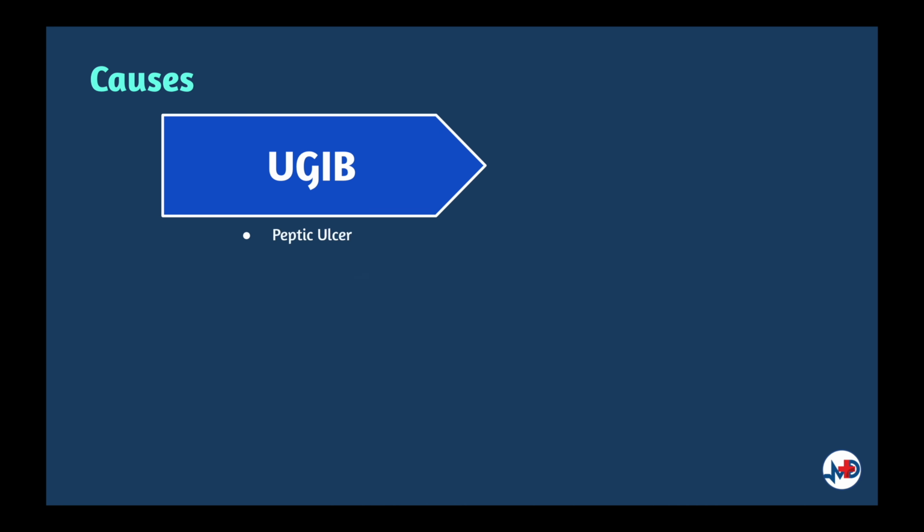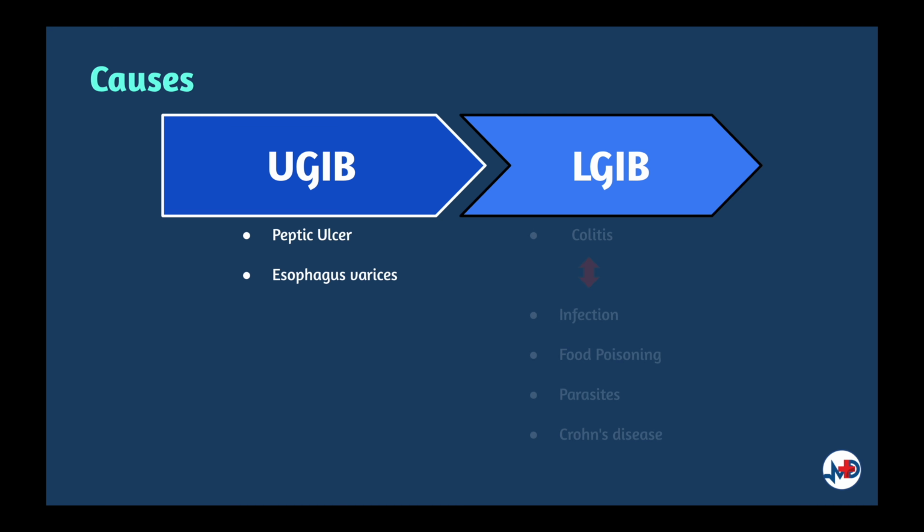Let's look at the causes of upper GI and lower GI bleed. Peptic ulcers are the common cause of GI bleeding. These ulcers are open sores that develop in the lining of the stomach or duodenum. An infection from the H. pylori bacteria usually causes peptic ulcers. Also, esophageal varices that bleed can cause upper GI bleed as well. Tears in the walls of the esophagus can also cause GI bleeding, and this condition is known as Mallory-Weiss syndrome.